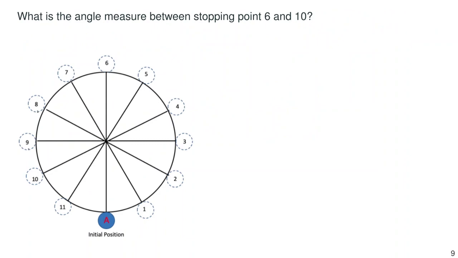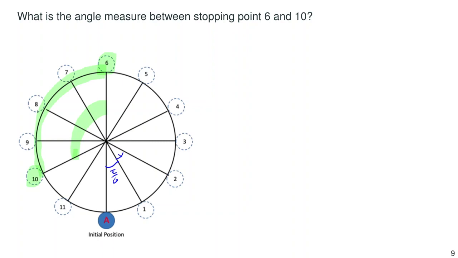In this problem, again, we know that they're equally spaced, and each of these is pi over 6. They're all the same. And the question is asking, what is the angle measure between stopping point 6 and stopping point 10? Let's mark it. What is this angle measure?